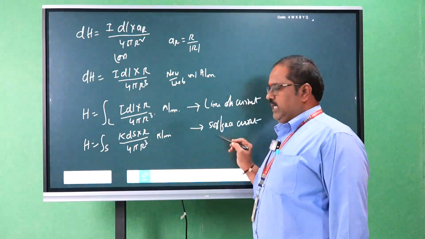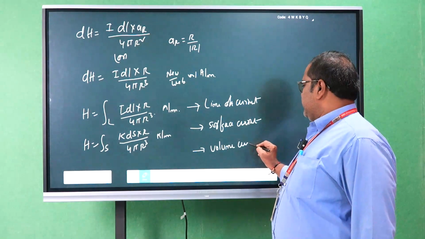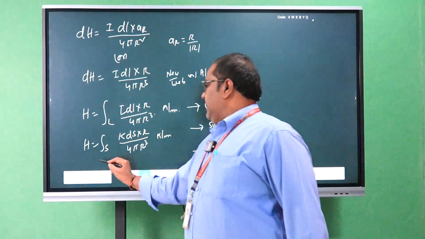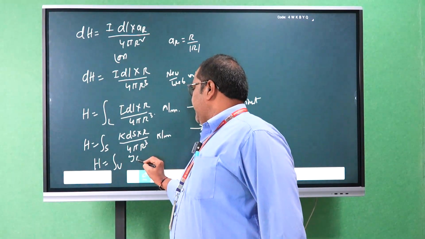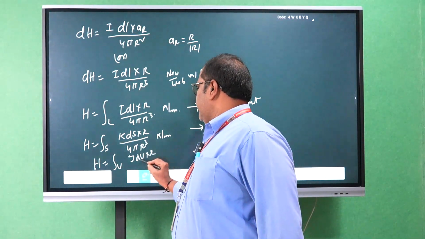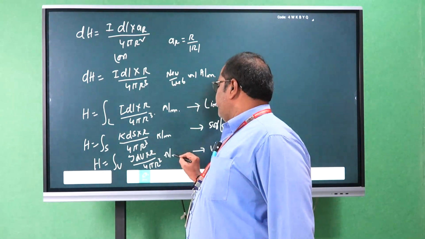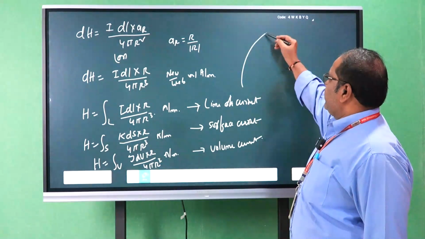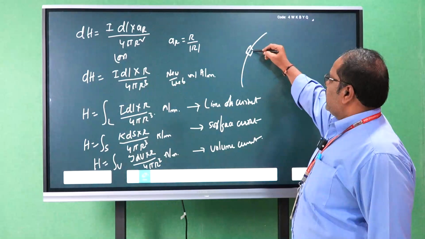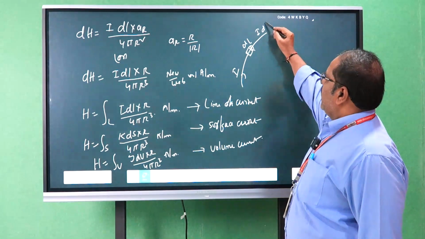For the volume current, you have the representation H equal to the volume integral of J dv cross r by 4 pi r cube, ampere per meter. But what is a line? It indicates a line current. It is a current carrying element I, that is the element dl. The current element is I into dl.